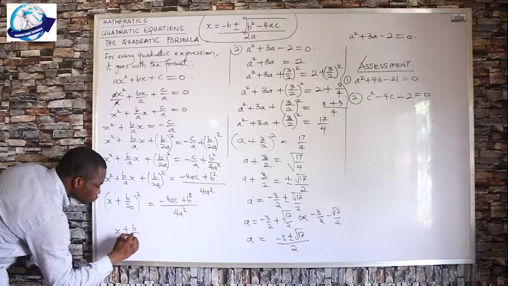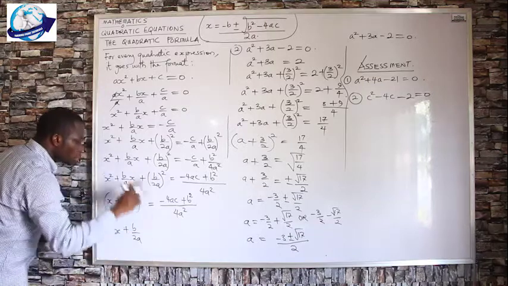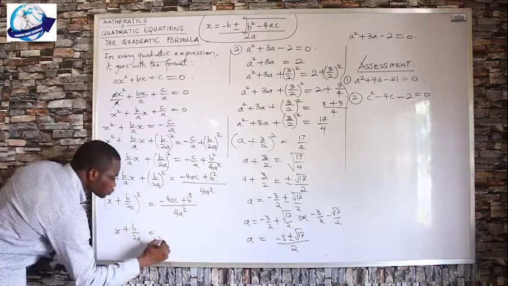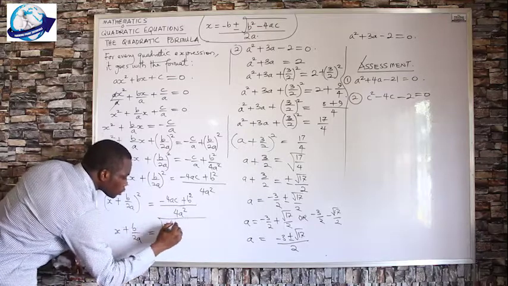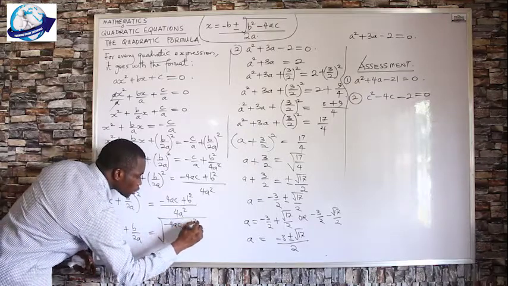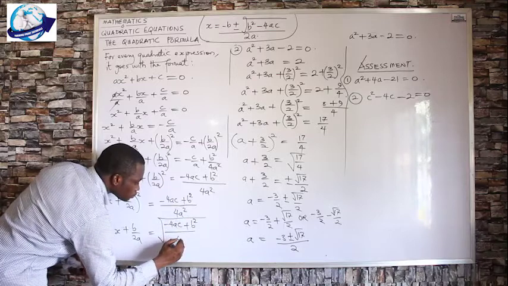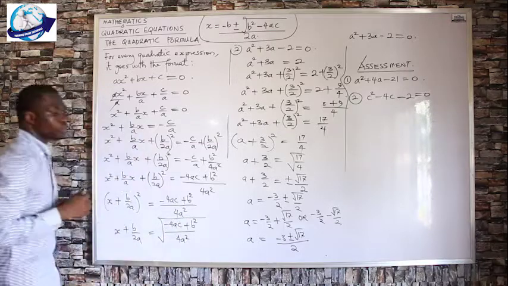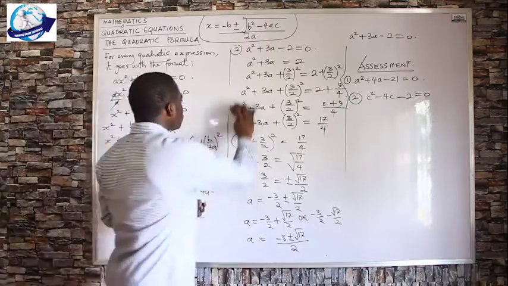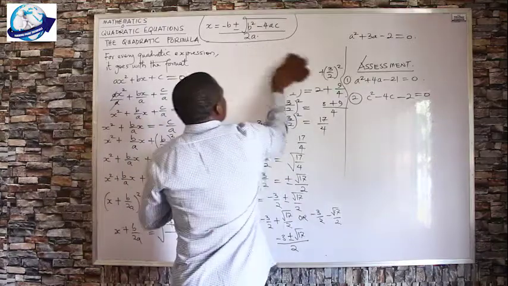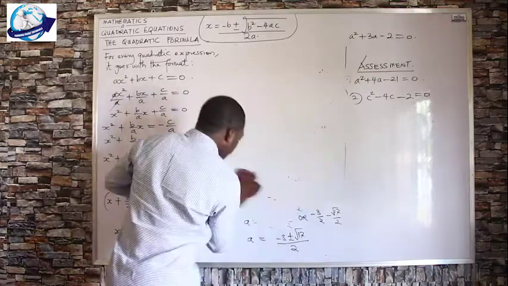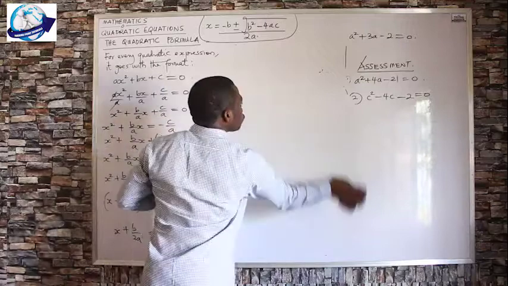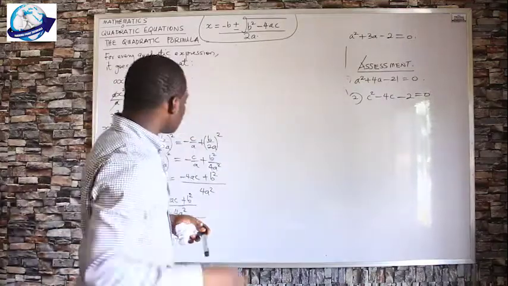b over 2a. The square goes away, and on the right hand side take the square root. Square root of minus 4ac plus b squared all over 4a squared. That's very good. Let's just wipe this and create some space to solve. So quickly, what do you have?